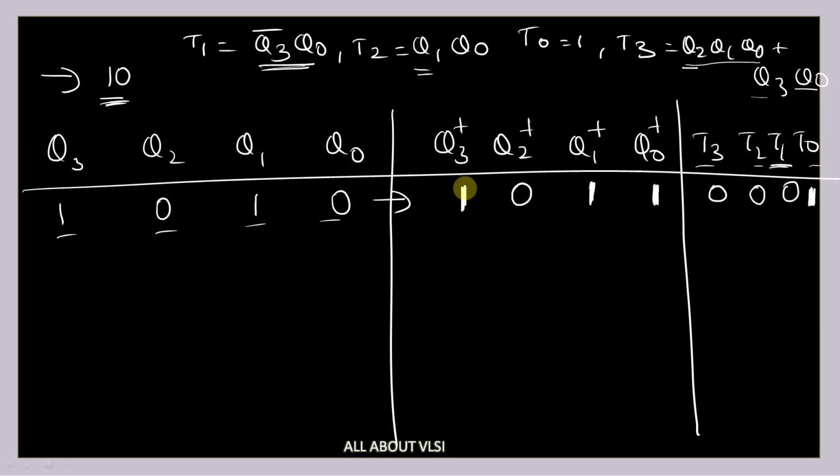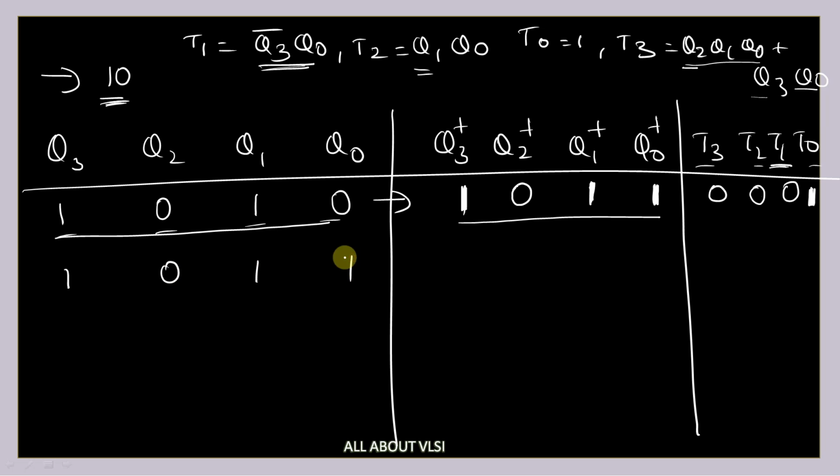It is equal to 1. So if my present state is equal to 1011, then what is my next state I am getting? It is nothing but 1011 I am getting, if you see carefully. Now let's say one more unused state is 1011. That is nothing but 11.